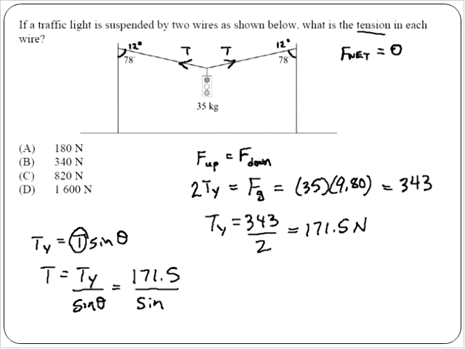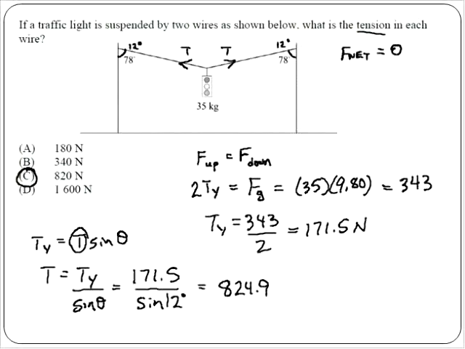But remember, if I'm going to use sine for the vertical component, the angle that I'm using has to be measured from the horizontal. That's why I wrote in the 12s up there before. So 12 degrees. So I've got 171.5 divided by the sine of 12 degrees. And the answer to that is 824.9. That rounds off to C, 820 newtons.